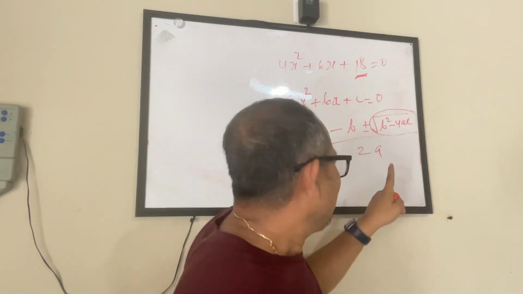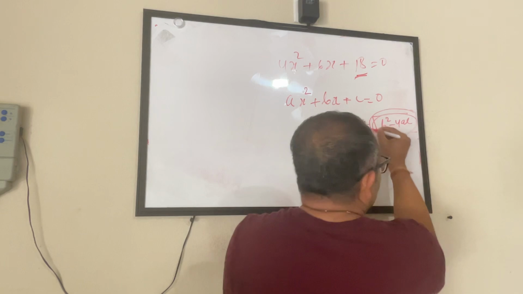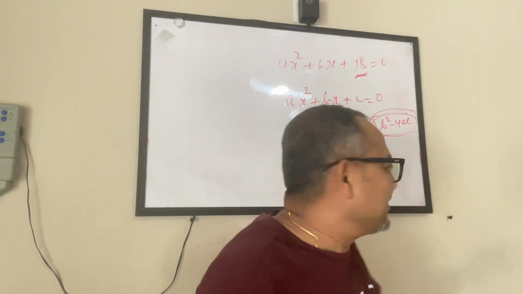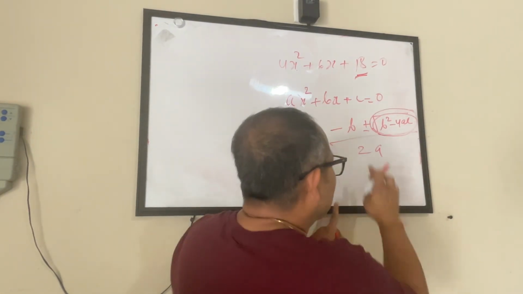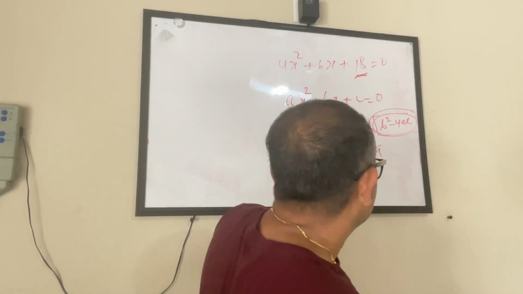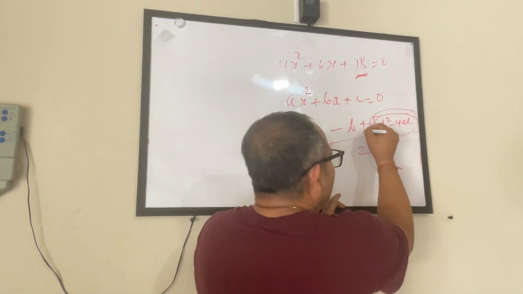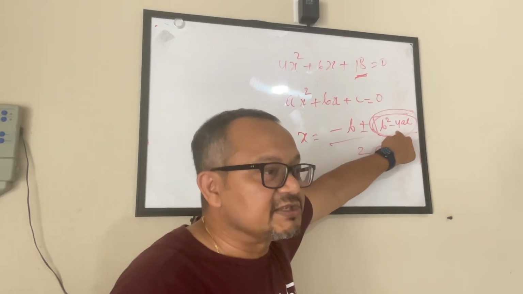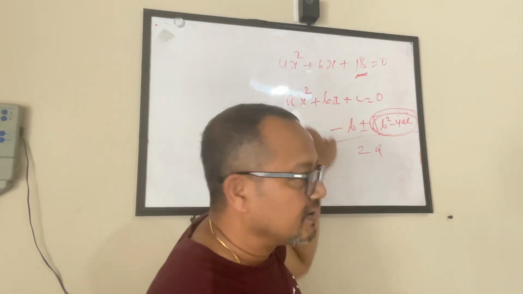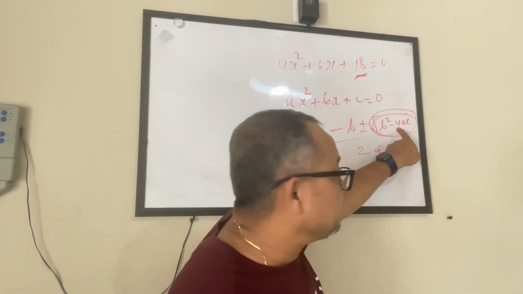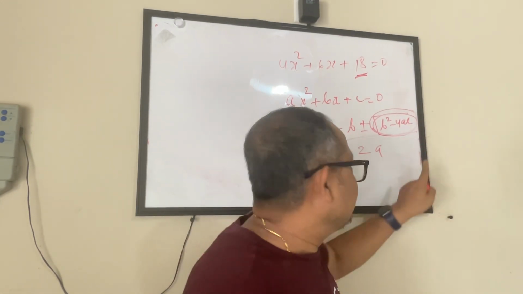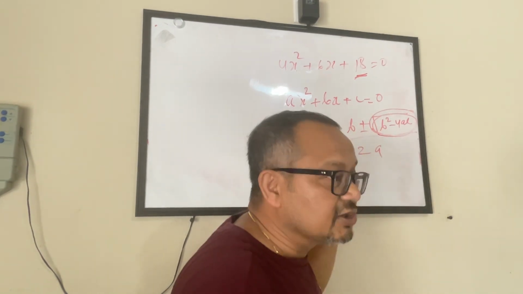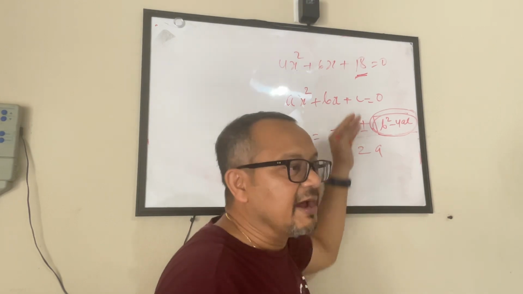If b square minus 4ac equals 0, there is no discrimination, and there is only one answer. Because this doesn't come into play, your answer is minus b by 2a. There is only one value for x. So this plays an important role. If the discriminant is 0, you get only one answer for the quadratic equation. If the discriminant is greater than 0, that is when the square root gives you some value, and you will have two solutions, meaning two possible values of x.